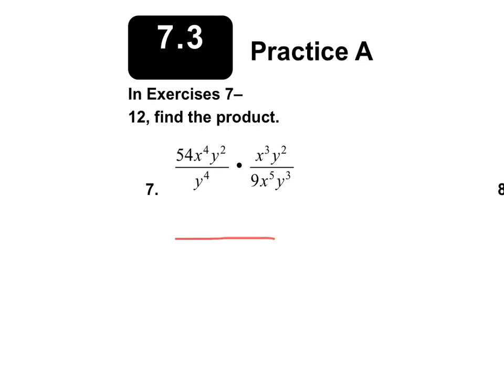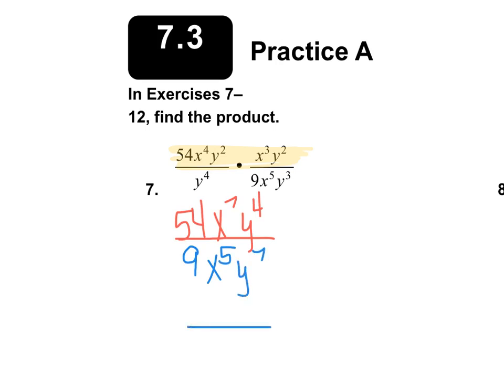First thing I would do is simplify everything that's in the numerator. So I'm going to combine all of those in the numerator, and what we get is 54. If we combine our x's, x to the fourth and x to the third is x to the seventh, y squared and y squared is y to the fourth, and then in the denominator we have y to the fourth times 9x to the fifth y to the third. In the denominator we are going to have 9x to the fifth, y to the seventh.